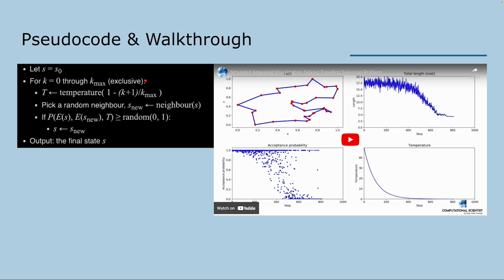So k is our step number. We start at step 0 and we go for k max steps. So this is just a way of quantifying how long you want to run for. Do you want a high resolution or a low resolution? This is kind of our compute time.